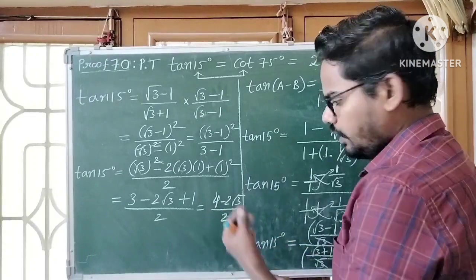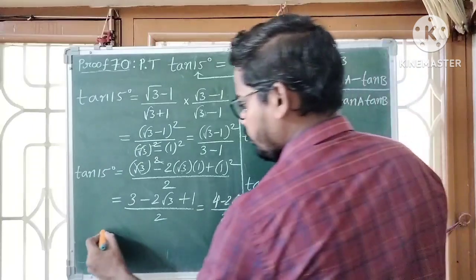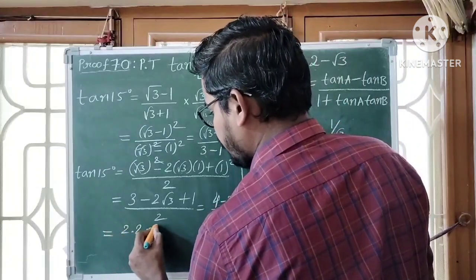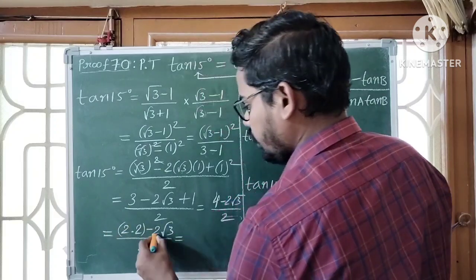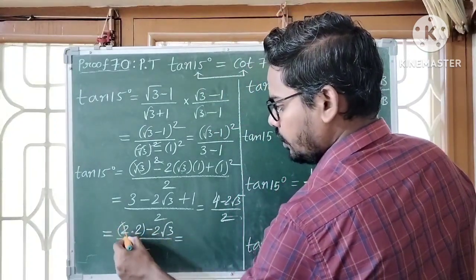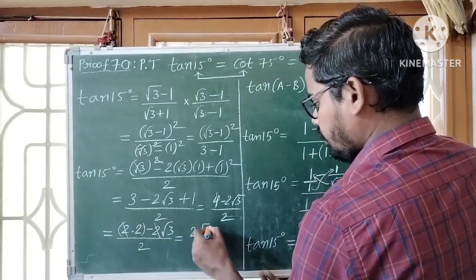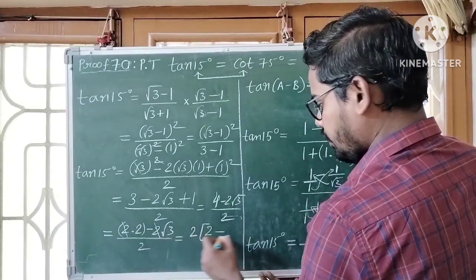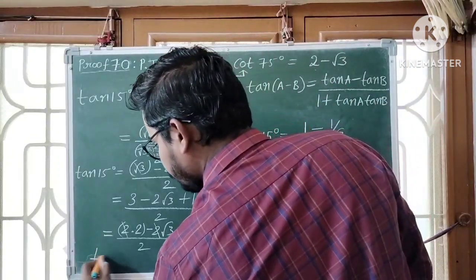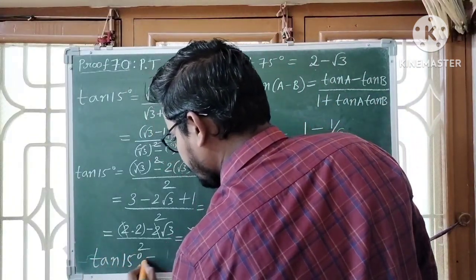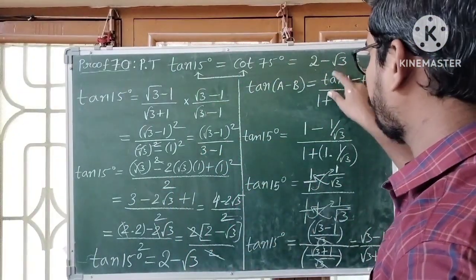In the numerator, is there any common factor other than 1? Yes, there is a common factor. So here 4 can be written as 2 into 2. 2 into 2 minus 2 root 3 by 2. Take out 2 common. If you take 2 as a common factor, the remaining value is 2 minus root 3 by 2. So 2 gets cancelled. Therefore, tan 15 degrees is equal to 2 minus root 3.